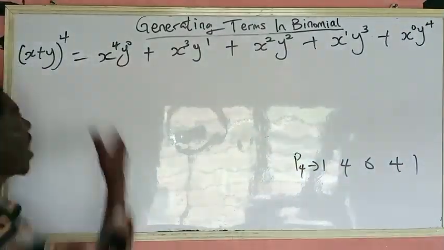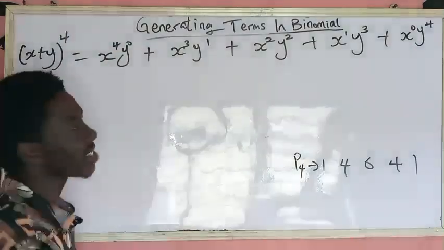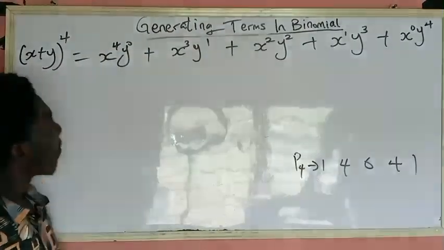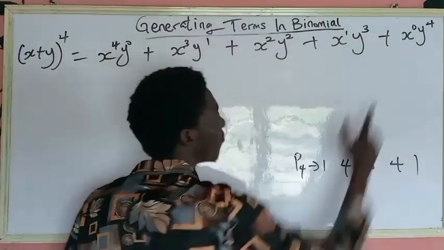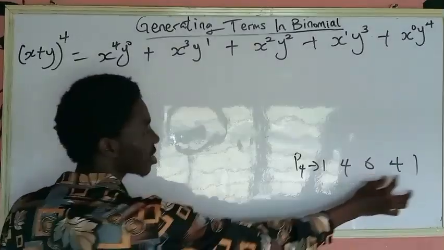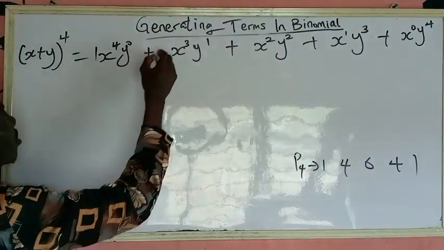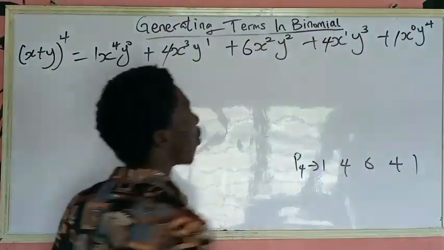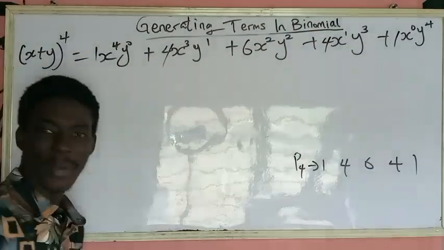Can you see I'm decreasing this, I'm increasing this? Good. Now what are the values here? 1, 4, 6, 4, and 1, because I'm using the Pascal triangle coefficients.